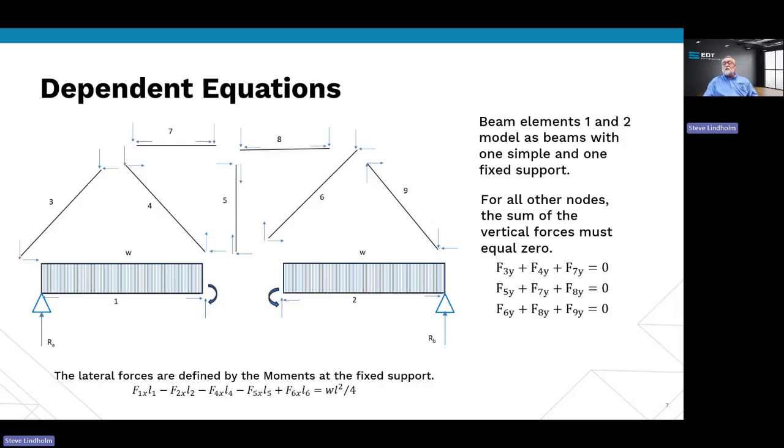To solve the horizontal forces in each node, the sum of the moments at the common node of elements 1 and 2 must equal the moment at the fixed end.